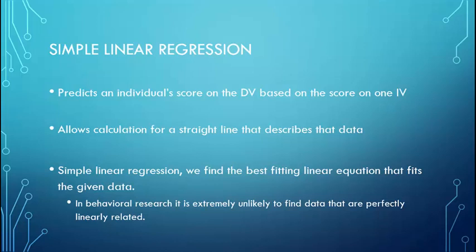When you run a simple linear regression, you're going to be able to calculate a straight line that describes the data. And so in simple linear regression, we're actually trying to find the best fitting linear equation that fits the given data points. If you recall, when we talked about correlation and we graphed the correlation with the scatter plot, it's very unlikely in psychology research or any behavioral research that you'll find data that are perfectly linearly related, like a correlation of 1 or -1. So we have to find the best fitting line through data points that are a little bit messy.